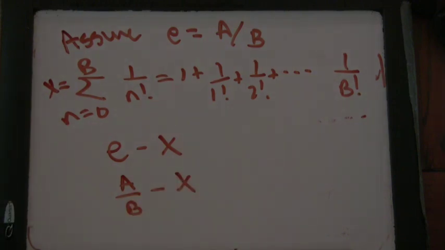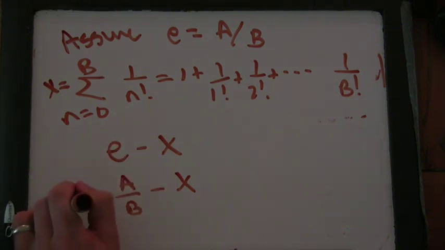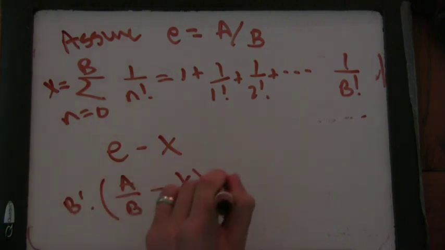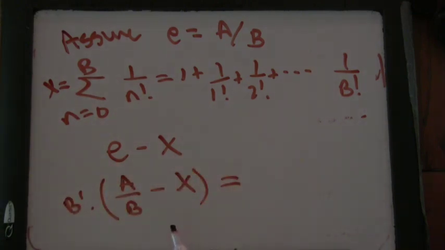So this is equal to a over b minus x. And then what I do is I multiply, this is by our assumption, right? I'm going to multiply everything by b factorial. I'm not going to calculate what this is, but this becomes b factorial times a over b. What can you say about that? So the b at the end is going to cancel. You're going to be left with a times b minus 1 factorial.